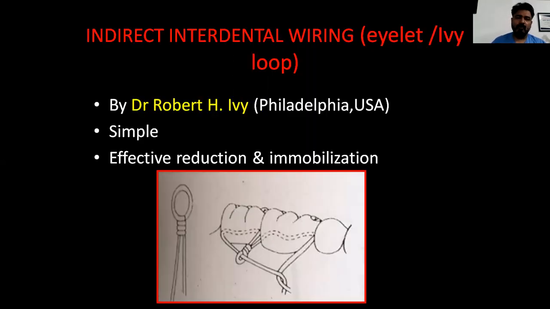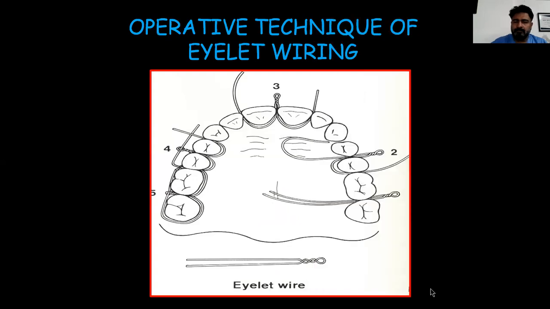The next is eyelet wiring. In eyelet wiring, we prepare eyelet loops and then we tie them with each other, like this. Preparation of the eyelet: first, prepare a loop, put it in, then from one side take one end out, and from the other side take another out. See, both are out. Then the distal one is passed through the loop, attached with the mesial one, and tied up.